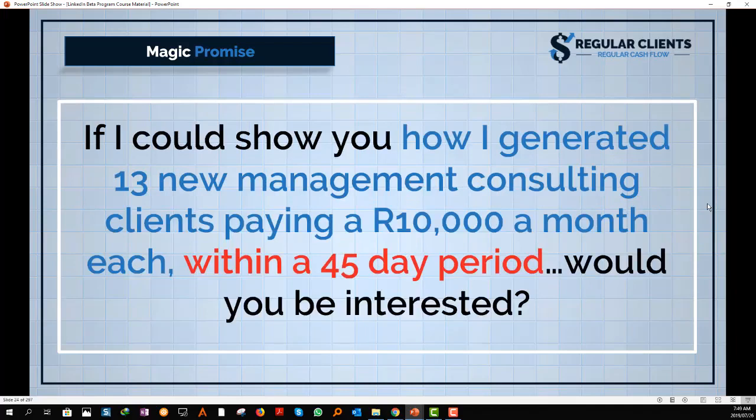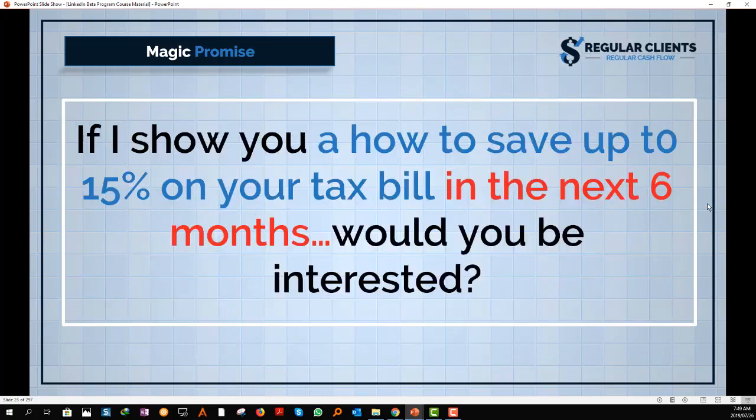Let's have a look at another one. If I could show you how I generated 13 new management consulting clients paying 10,000 Rand a month each within a 45-day period, would you be interested? Okay, as you can see there, the formula coming to fruition. Let's have a look at one that might be applicable to you. You might say something to people, if I could show you how to save up to 15% on your tax bill in the next 6 months, would you be interested?